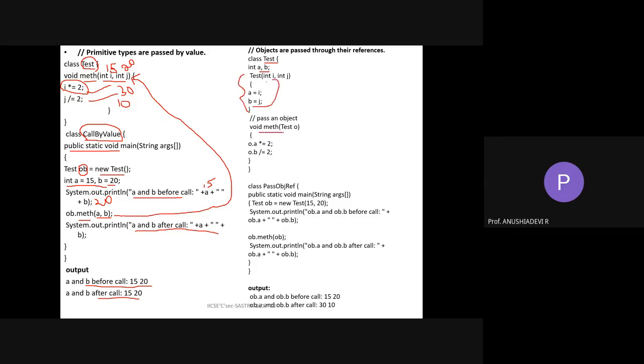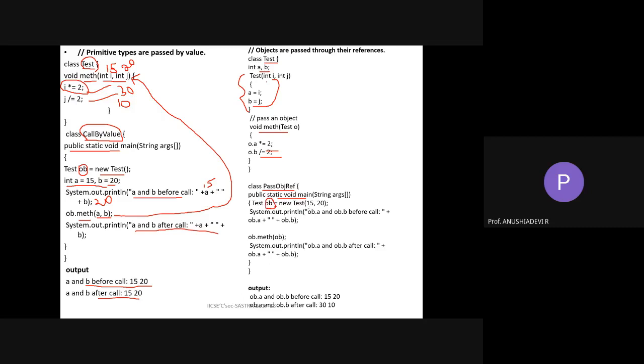And then here I have a member function meth, and that member data are multiplied by 2, and the member data are divided by 2. And now here one more class, PassObjReference. Within that I have a main function. Within this main function I have created an object for which class? I have created an object for the Test class.